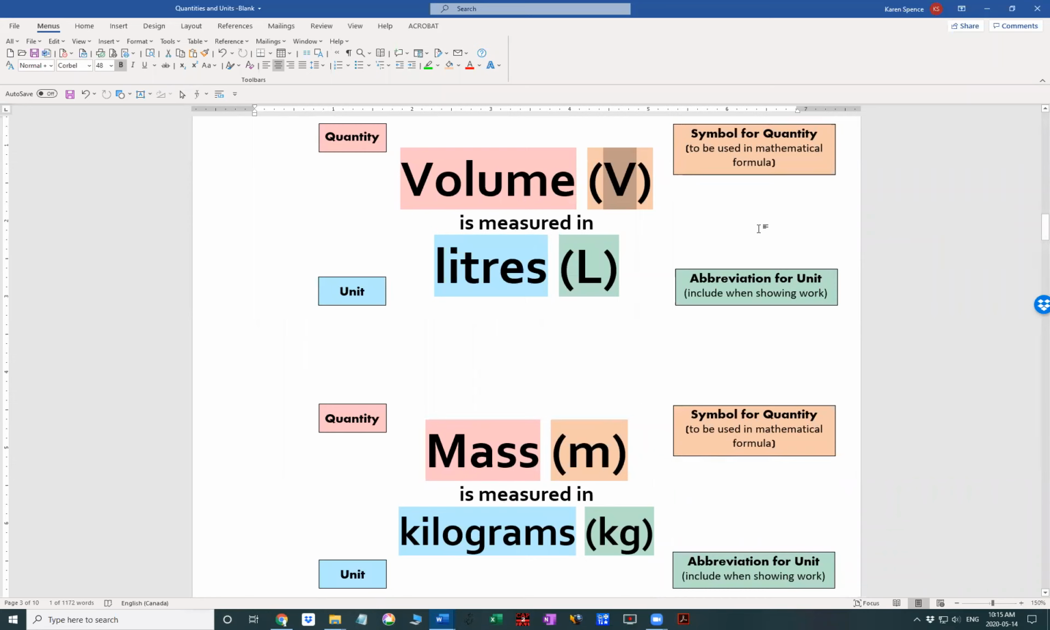And for anyone who turned in late, I want you to notice the color coding in this document. It's going to help you out when you do the questions. Everything that is a quantity is shown in pink. The symbol for the quantity is shown in orange. The unit for the quantity is shown in liters, and the abbreviation for the unit is shown in green.